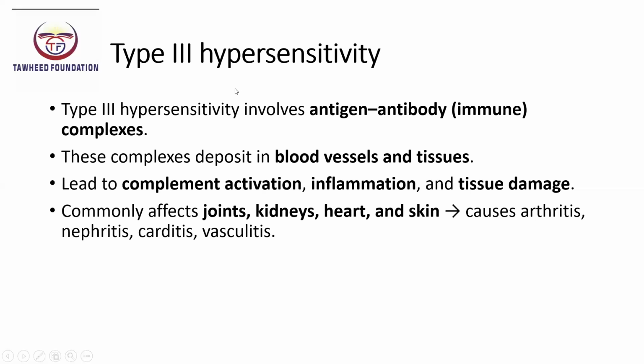Next is type 3 hypersensitivity. Type 3 hypersensitivity reactions are caused by the formation of immune complexes, which are combinations of antigens and antibodies. These complexes can deposit in small blood vessels and tissues throughout the body. Once deposited, they trigger activation of the complement system, leading to inflammation and damage to the surrounding tissue. This type of hypersensitivity often affects areas such as the joints, kidneys, heart, and skin, resulting in clinical conditions like arthritis, nephritis, carditis, and vasculitis.